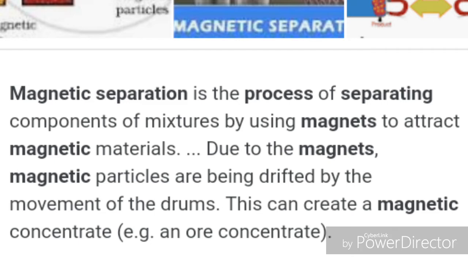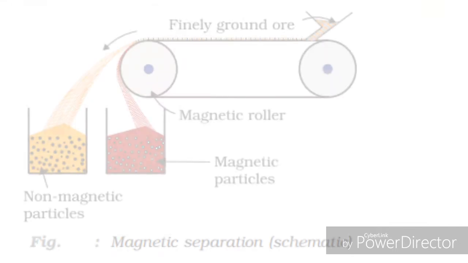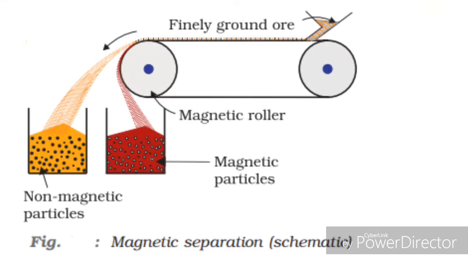If one of the ore or impurity is a magnetic substance and the other is non-magnetic, they are separated by using electromagnets. Let us see the apparatus. The labeling is given here: finely ground ore, magnetic roller, magnetic particles, non-magnetic particles. So this is the fourth method of concentration of ore, magnetic separation.